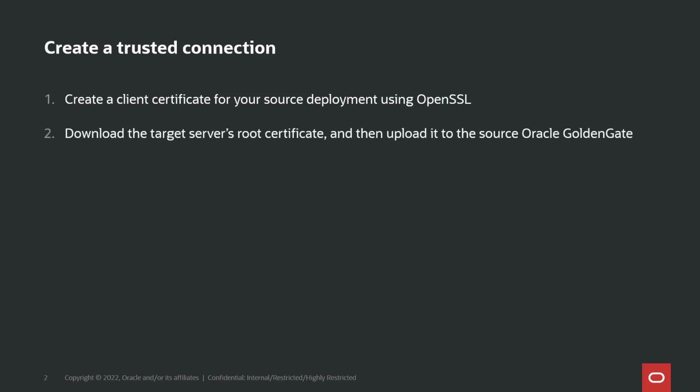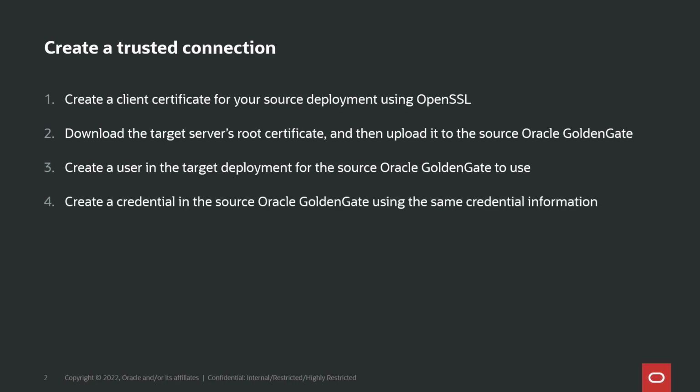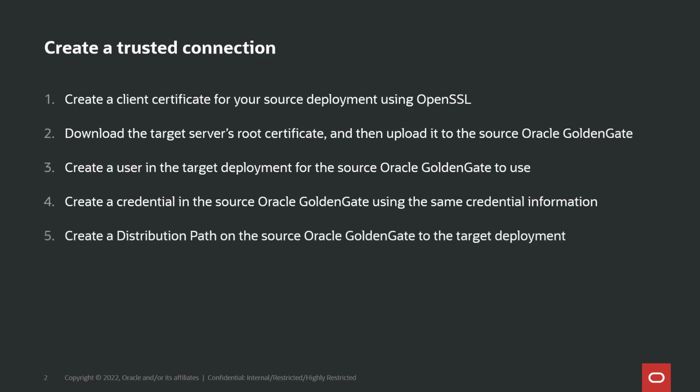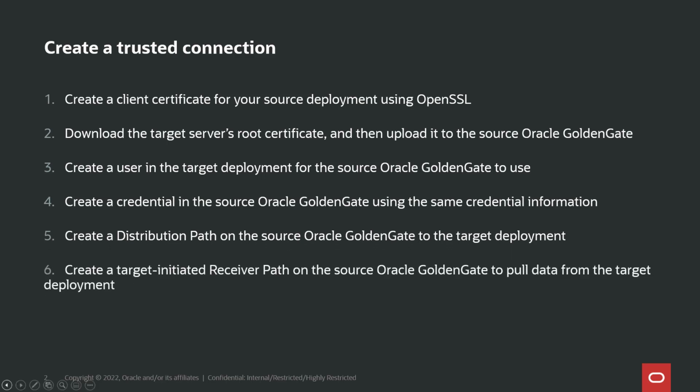In order for the source and target to communicate with each other, you need to create a trusted connection between the two deployments. To create a trusted connection, you need to create a client certificate for your source deployment using OpenSSL, download the target server's root certificate, and then upload it to the source Oracle GoldenGate. Create a user in the target deployment for the source Oracle GoldenGate to use. Create a credential in the source Oracle GoldenGate using the same credential information. Create a distribution path on the source Oracle GoldenGate to the target deployment, and then create a target-initiated receiver path on the source Oracle GoldenGate to pull data from the target instance.